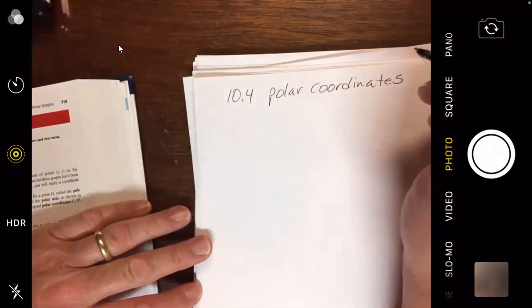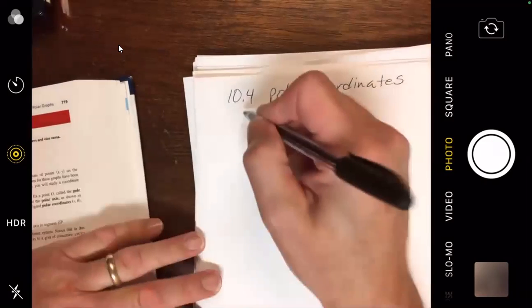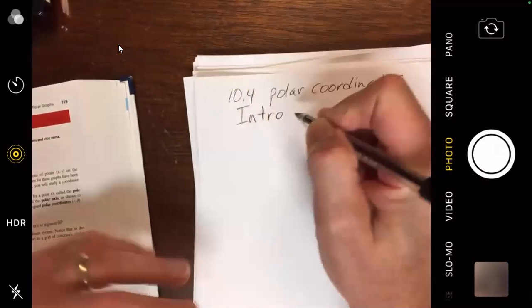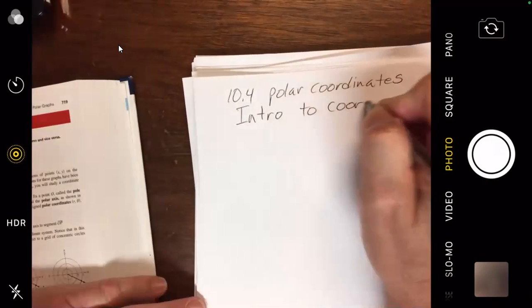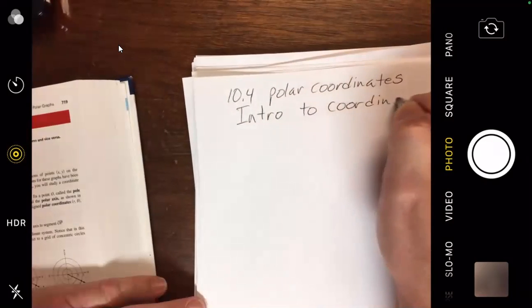Polar coordinates, this is our intro to coordinate systems. There'll be a lot more coordinate systems further on in Calc 3.